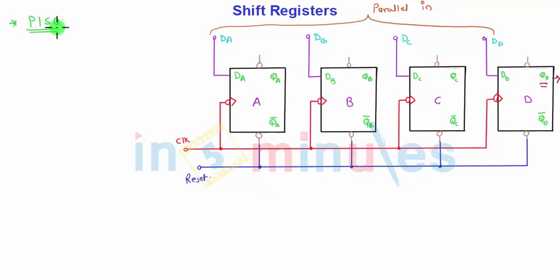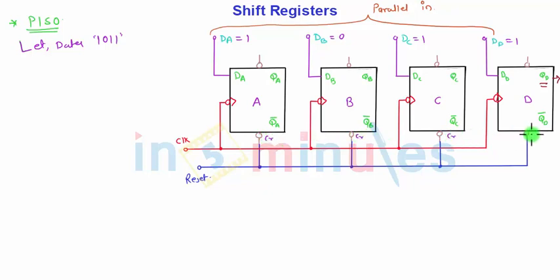So data is parallelly in. For the very first clock pulse the data is parallelly in. Let us consider that data is 1 0 1 1. So DA is equal to 1, DB is equal to 0, DC is equal to 1, and DD is equal to 1. Before applying this input to the respective flip-flops A, B, C, D, we need to clear the flip-flop.